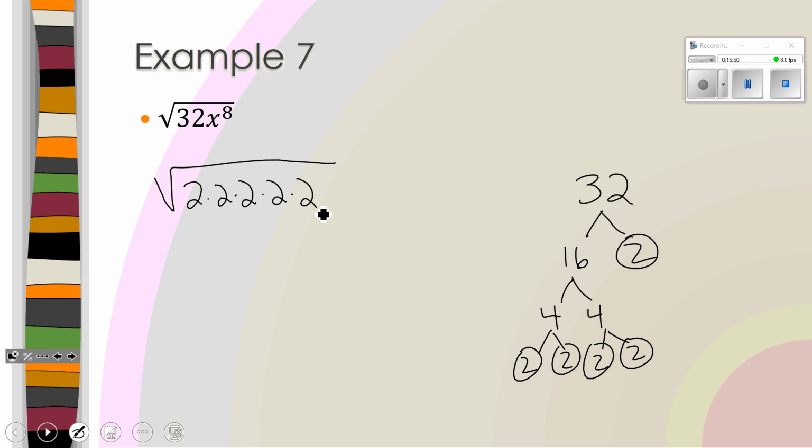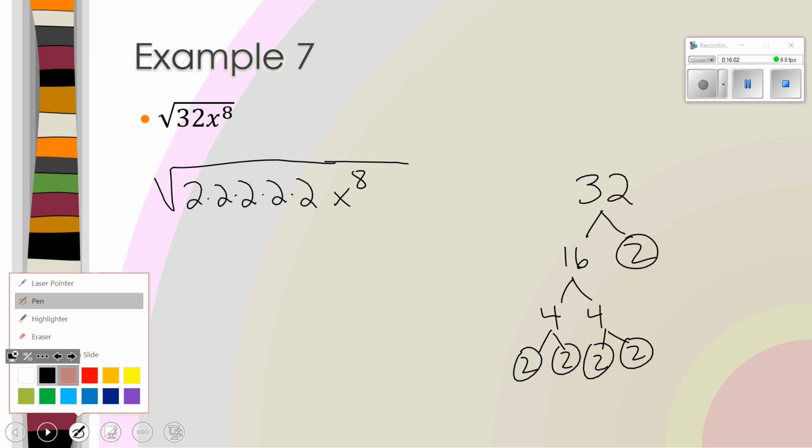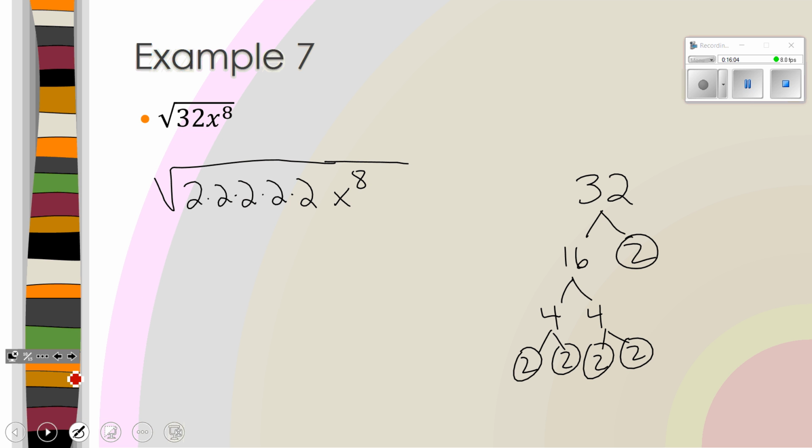Tell me about x to the 8th. Is it perfect? What would we divide it by? 2. So couldn't that divide by 2? Yeah, so I'm just going to leave him x to the 8th for now. All right, so at this point in time, if it is a square root, we will circle groups of 2. If it is a cube root, we will circle groups of 3.